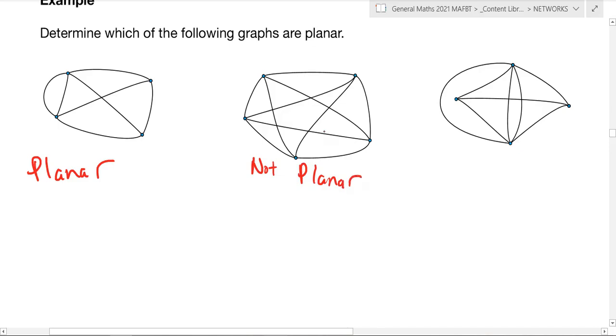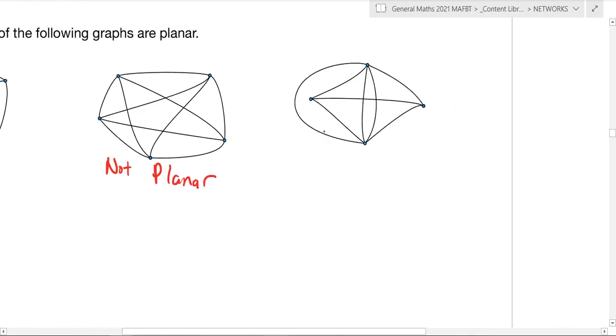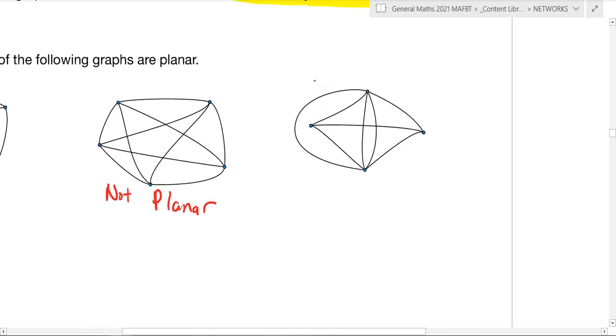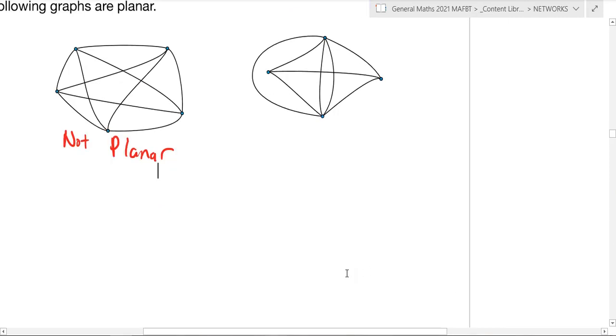Plain and simple. However, is this graph planar? Sometimes some graphs can be easily identified as planar, and sometimes they can't. At first glance you might think that this graph isn't planar, but actually it is planar. However, the only way it can be planar is if we redraw the graph. So sometimes you'll get questions where you're asked to redraw a graph so it is planar. Remember, meaning none of the edges intersect one another.